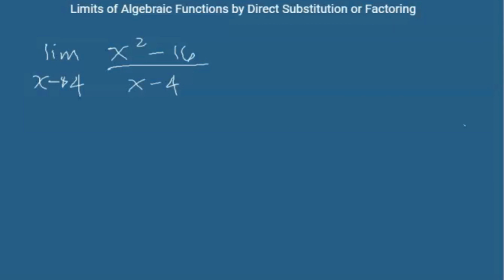Let's try this one. The limit of (x squared minus 16) all over (x minus 4) as x approaches 4. So again, our denominator would be 0 if we substitute 4 for x. So let's do factoring. So as you can see, we have x squared and 16. So this is what we call the difference of two squares. So the factors would be x, and the square root of 16 is 4. So this is the sum and difference of a binomial. And our denominator is x minus 4.